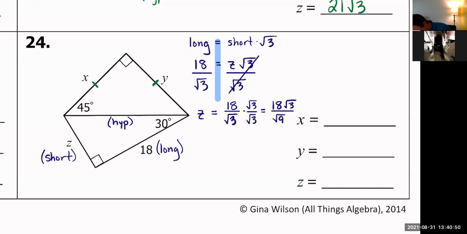Very crowded. What is the square root of 9? 3. So z equals 18 square root of 3 over 3. Now, I actually believe that simplifies further. Maybe we should do that as well. So 18 square root of 3 divided by 3 is where we're at. Does 18 divide by 3? 6. Sure does. So z actually turns out to be 6 times the square root of 3. So that was convenient.